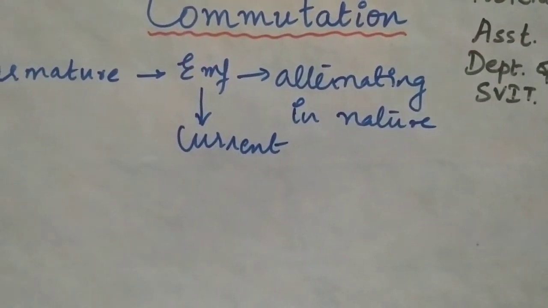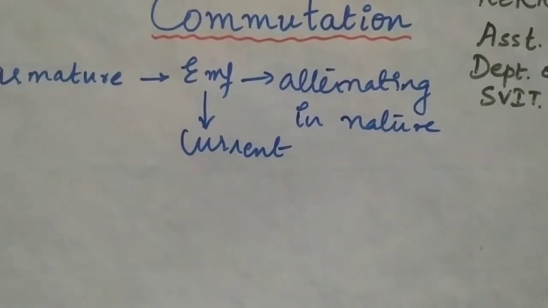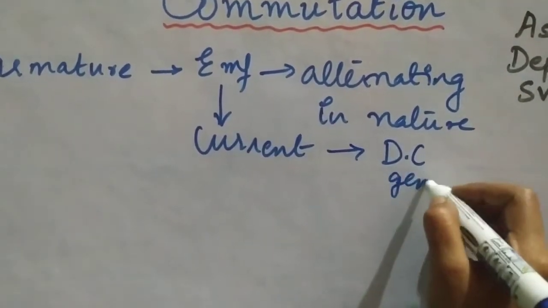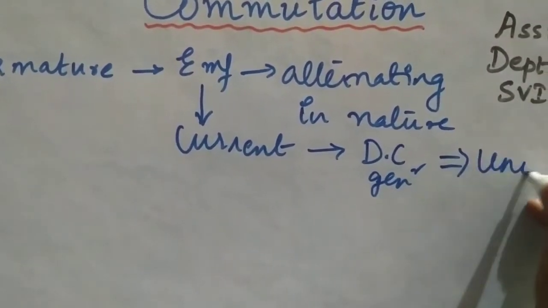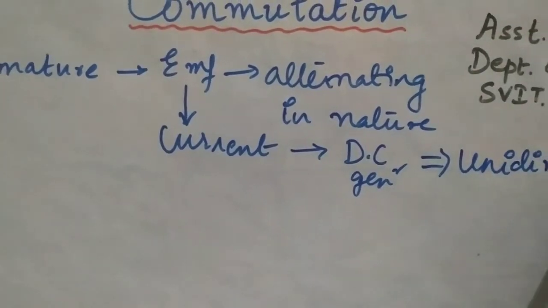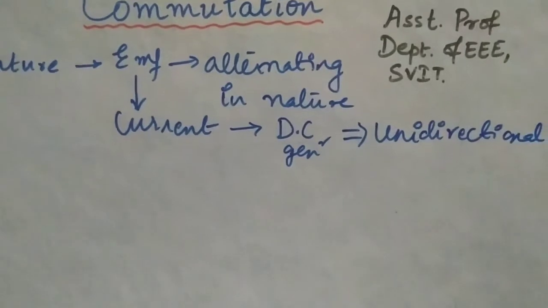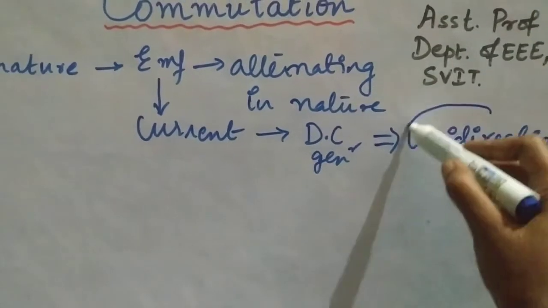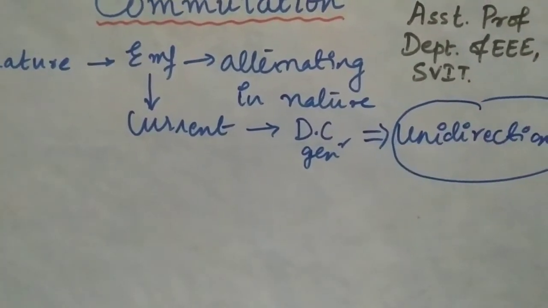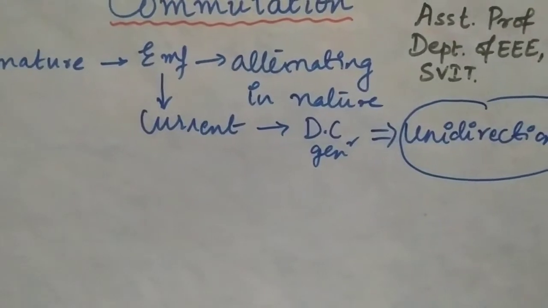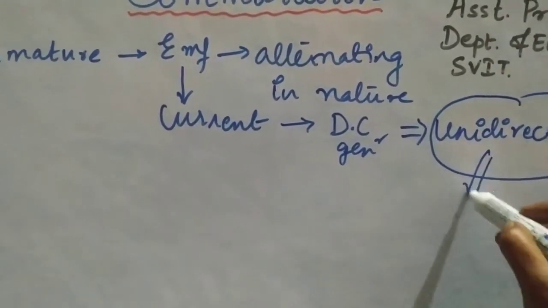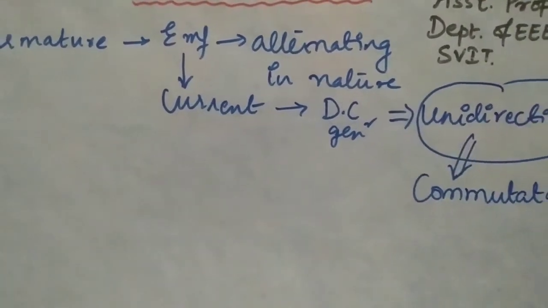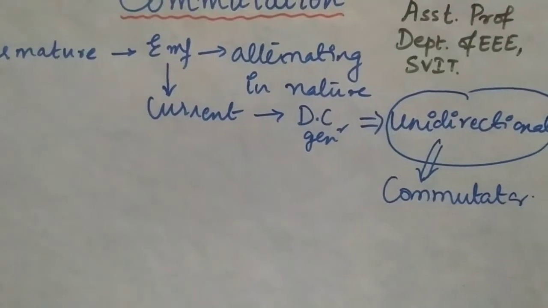But the flow of current in a DC generator must be unidirectional. So how can you achieve this unidirectional flow? It can be achieved by making use of a commutator.